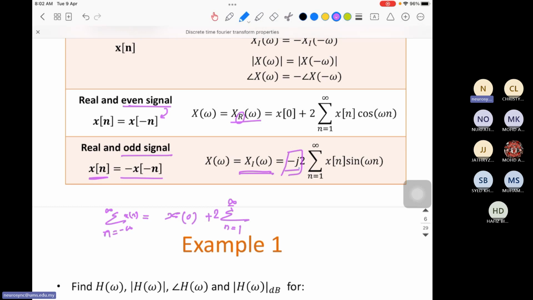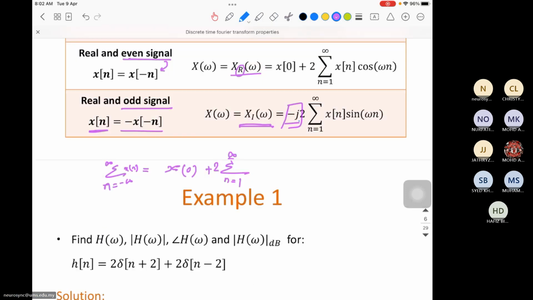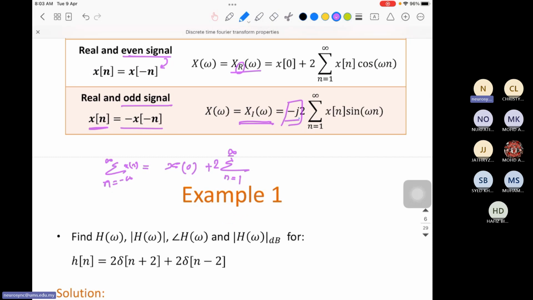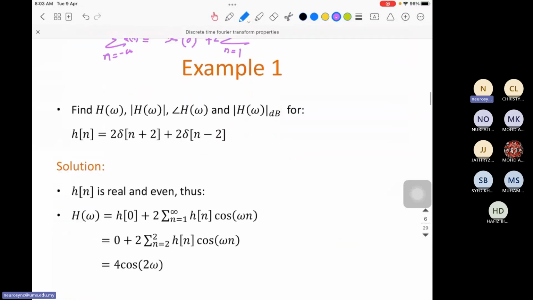So I can write 2 times the summation from n equal to 1 to infinity. Sine of 0 is basically 0. Therefore, this x of 0 term is eliminated. So you can directly write minus j into 2 times this. Now we'll see one example here.